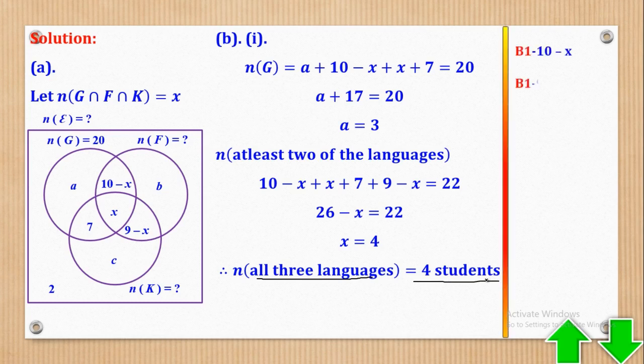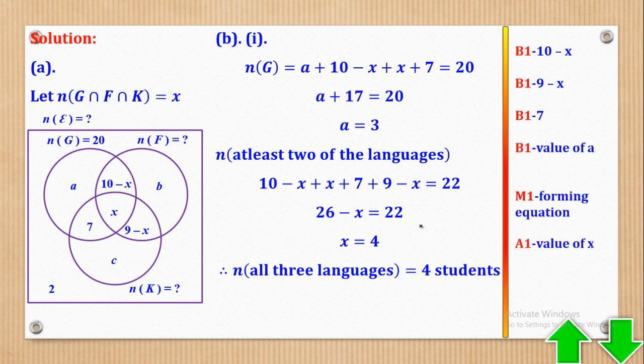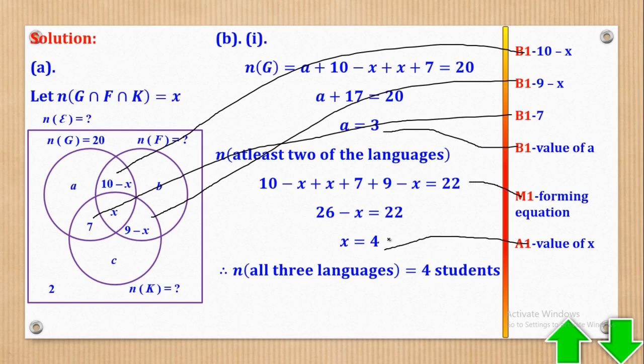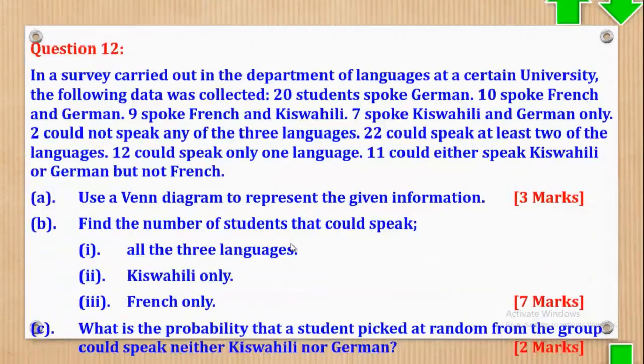Before we go to the next slide, let's see how marks can be awarded for this slide. So B1 for this entry, another B1 for that entry, B1 for this entry, and B1 for the value of A. Then M1 for forming the equation, and A1 for the value of X. So that was Roman 1.